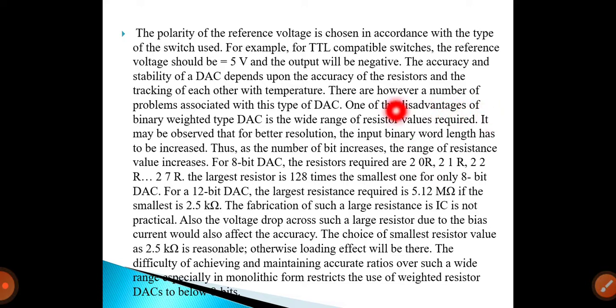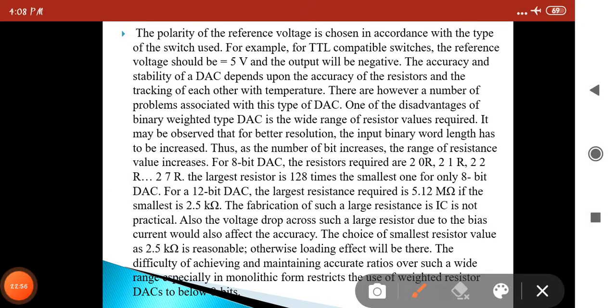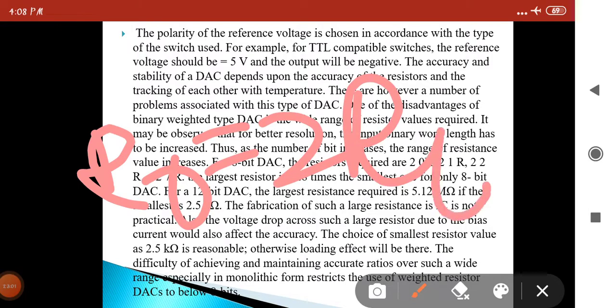One of the disadvantages of the binary weighted type of DAC is the wide range of resistor values required. It may be observed that for better resolution, the input binary word length has to be increased. As the number of bits increases, the range of resistance values increases. For an 8-bit DAC, the resistors required are 2R, 2^1 R, 2^2 R, and so on.